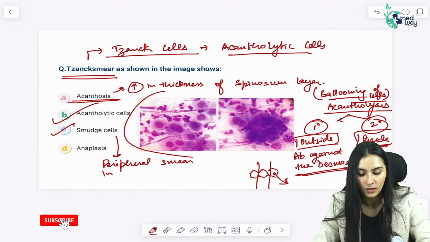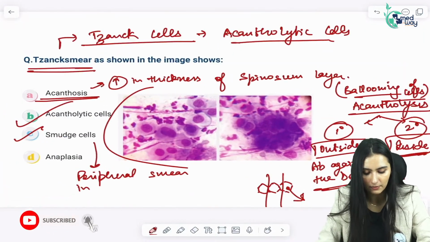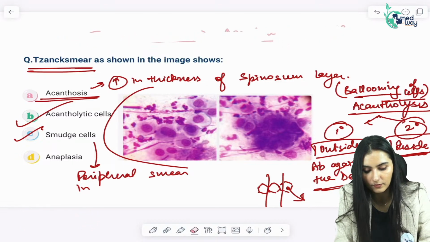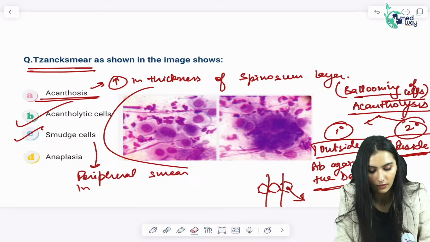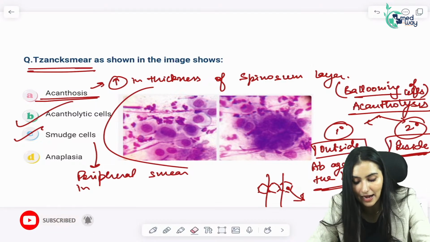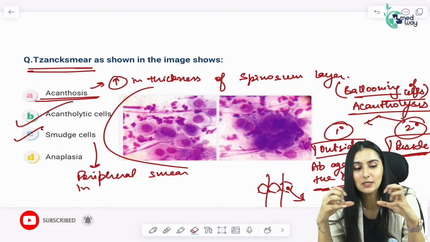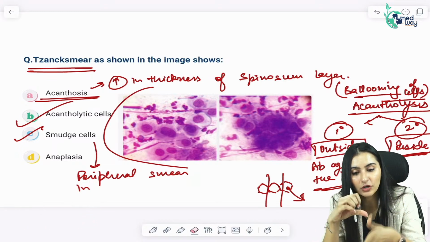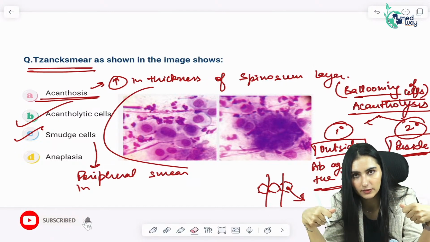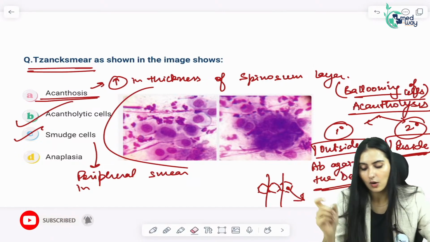Okay. I'll just rub, make some space and continue explaining. So, when I say outside, there were antibodies against the desmosomes. So, the cells were sticking like this. There was some destruction from outside. The cells were apart and they started ballooning. They were not being pulled. They started becoming round. Okay.